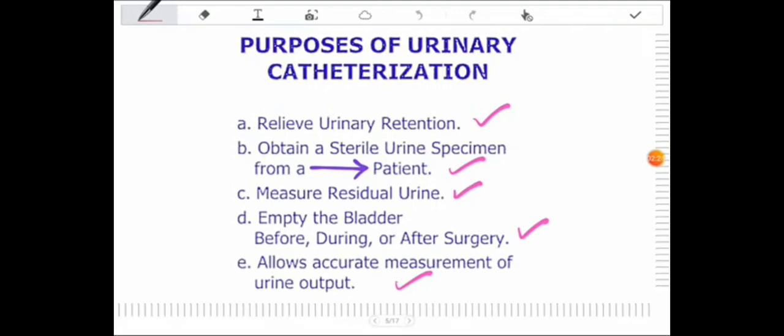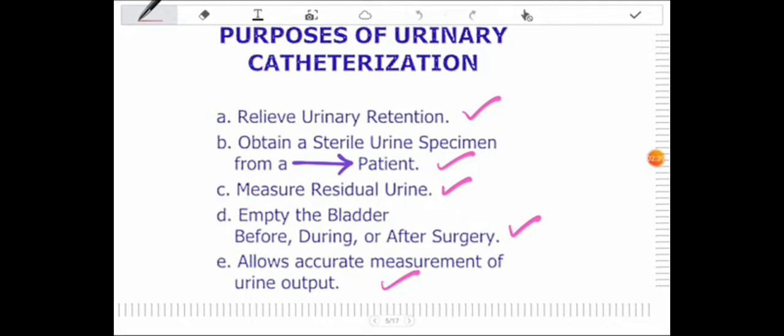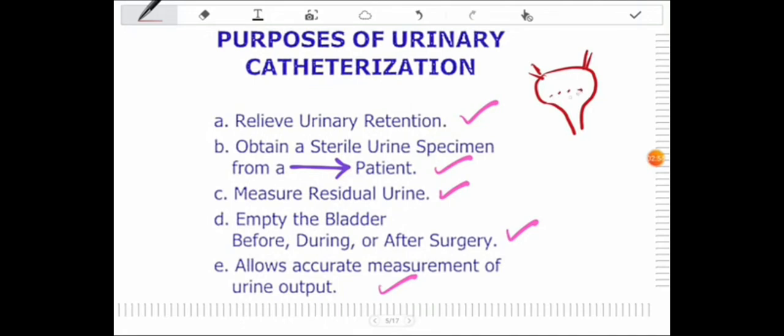The purposes of urinary catheterization are: first, to relieve urinary retention. So what is urinary retention? It is the residual volume, the amount of urine which should be there in the bladder after it has been emptied, so that the bladder doesn't collapse. For example, this is a bladder right here, the ureters coming here. Some amount of urine has to be there after urinating so that the bladder doesn't collapse.